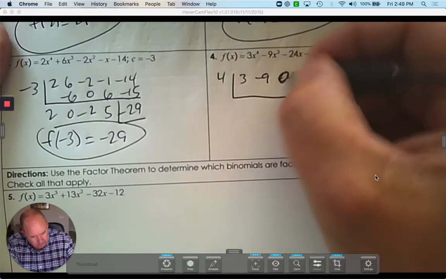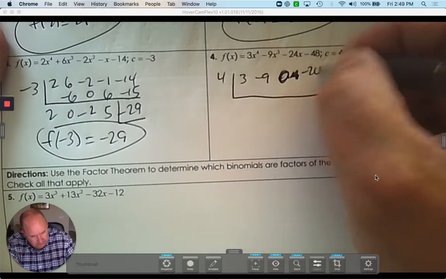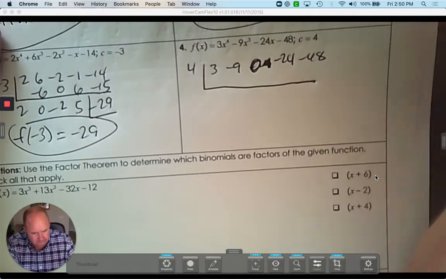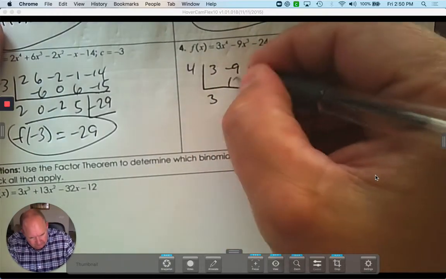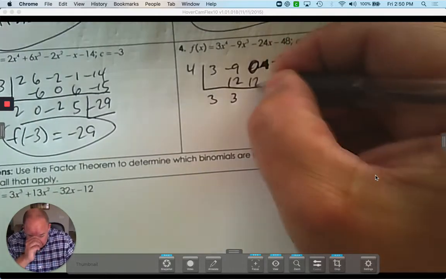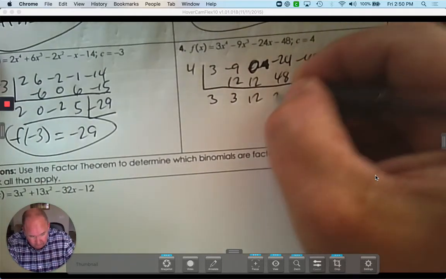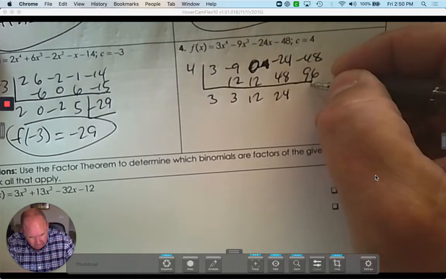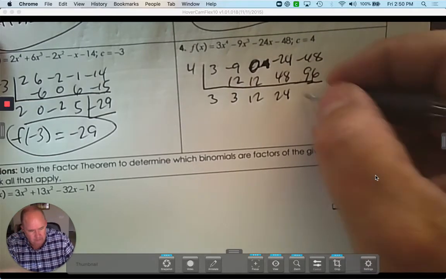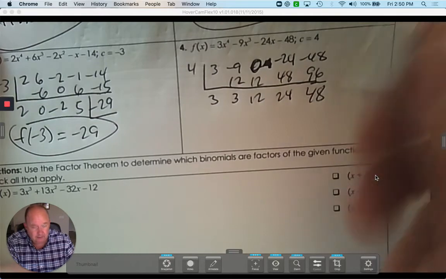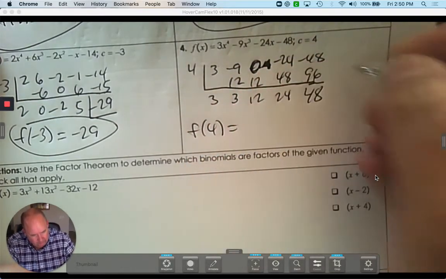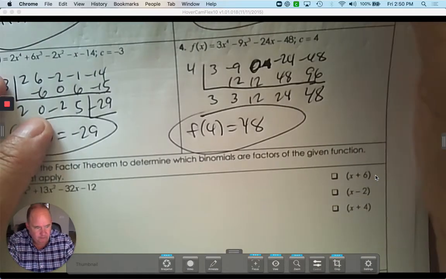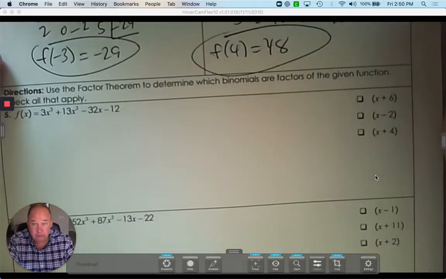Oh, we're missing a term. 0. Missing x squared. Negative 24, negative 48. So don't forget a missing power if you see it. That's 3, 12, 3, 12, 48. 24, that's 80 and 16, 96. That's 48, right? Half. Done. So what do we just find? F at 4 equals 48. Done. Using synthetic substitution instead of your old-fashioned substitution.